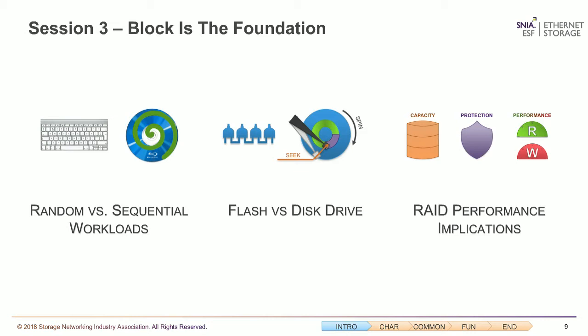So within block, we talked a little bit about what random versus sequential is, and we will cover that today as well in a different angle. We talked a little bit about drives and how flash drives or SSDs are different from spinning drives. And we're actually going to cover a little bit of that today as well. And then we had a whole section on RAID and RAID levels and what goes into that. So I highly recommend somebody who's interested in these subjects to go back and listen to session number 3.